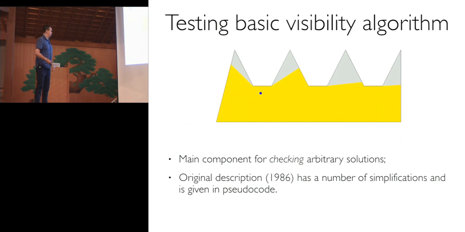So let me tell you more about these 2 bugs that we found in the basic visibility algorithm. This is what the algorithm does. It takes the polygon, it takes a point within the polygon, and it builds the visibility area, which in this picture is yellow. That is what this point, this guard, can observe without moving while standing in his position. The gray parts are not visible. The original description, as I said, is 30 years old, and it has quite a number of simplifications. When you try to transfer it to implementations, some interesting things are discovered.